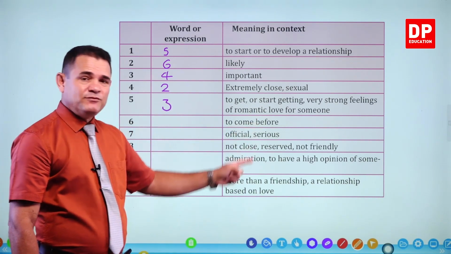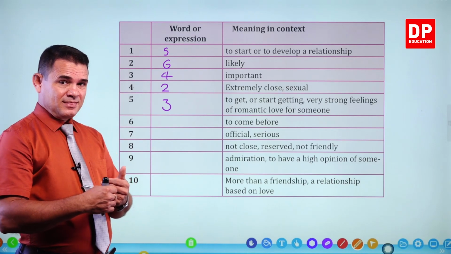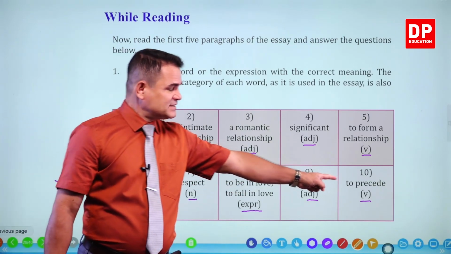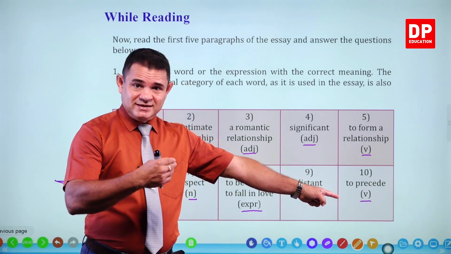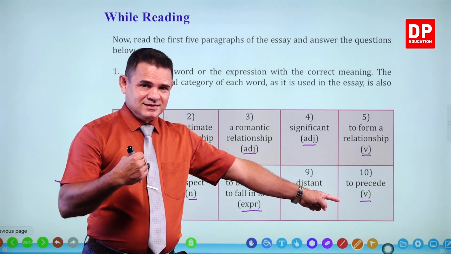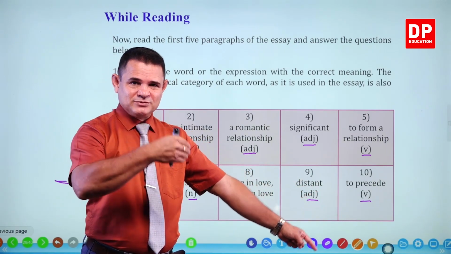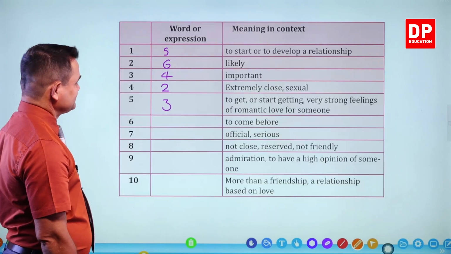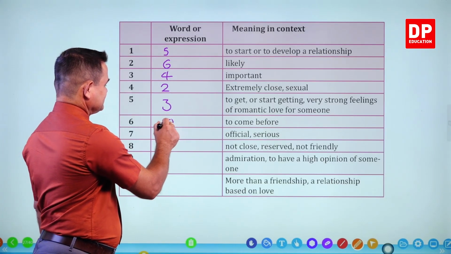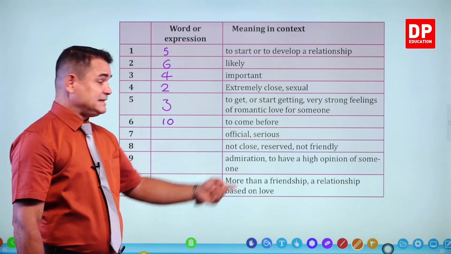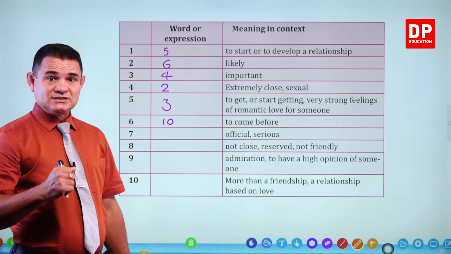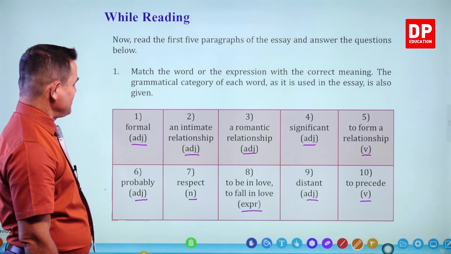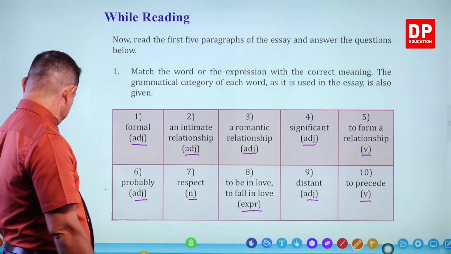And to come before, and you found one word there, precede. Now sometimes marriage precedes love කියලා කිව්වේ ඡේදේ. ආදරයට කලින් marriage ඉස්සෙල්ලා marry කරනවා පසුව love. Then precede, number 10. Then official or serious. Official or serious. What is the word? That can be formal, number 1.